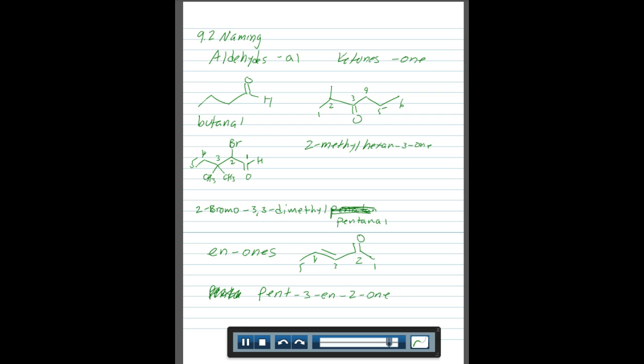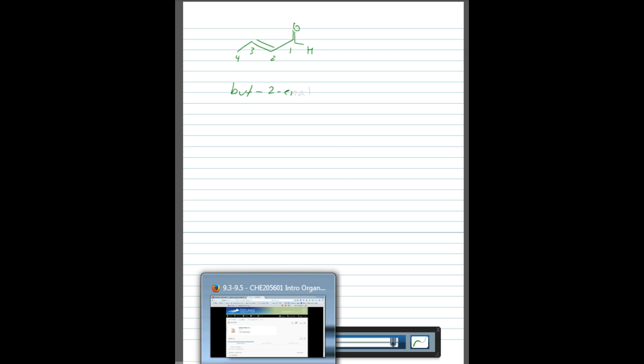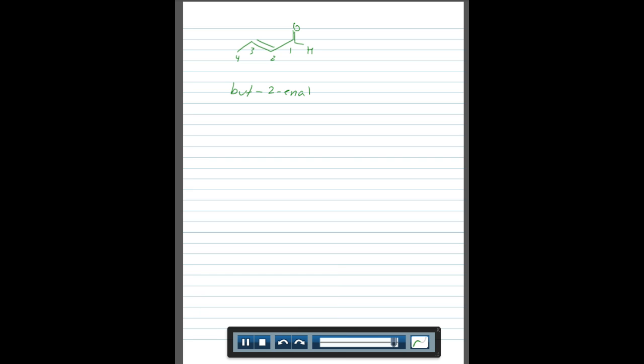Okay, for an aldehyde, same type of thing, but you don't have to tell the reader where the aldehyde is. So 1, 2, 3, 4. So but-2-enal. That's how you'd call it. It's an enal. All right.